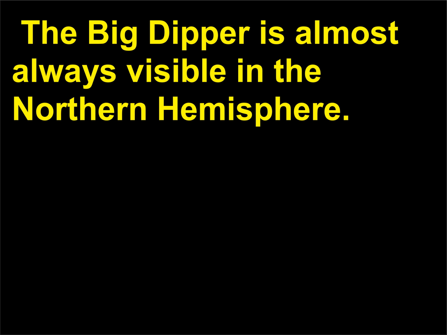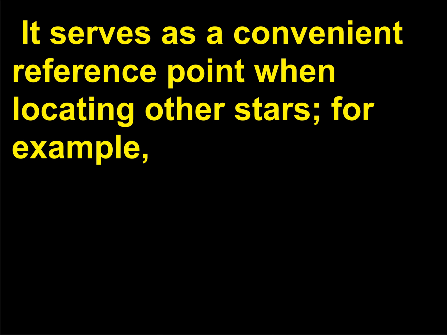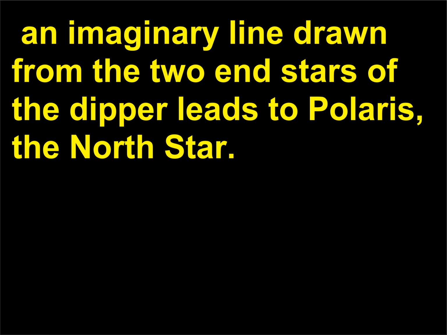The Big Dipper is almost always visible in the Northern Hemisphere. It serves as a convenient reference point when locating other stars, for example. An imaginary line drawn from the 2 end stars of the Dipper leads to Polaris, the North Star.